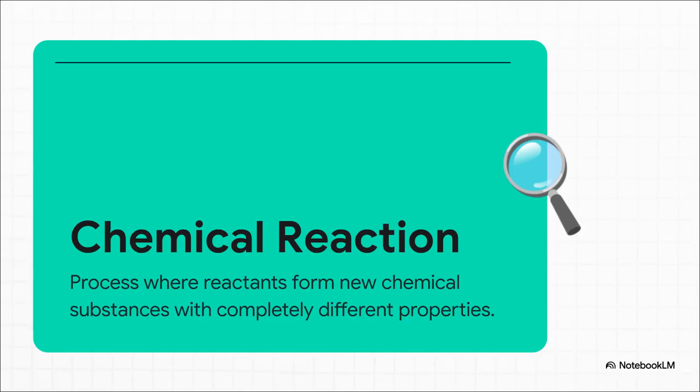Now, to even begin to read this language, we first need to understand the transformation itself. A chemical reaction isn't just mixing things together, it is a profound shift. The starting materials, the reactants, literally lose their original identity. They are completely unmade and remade into entirely new substances with entirely different properties. It's wild. And the chemical equation? Well, that's just how we document this physical shift.